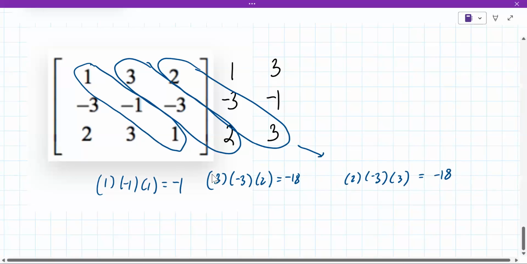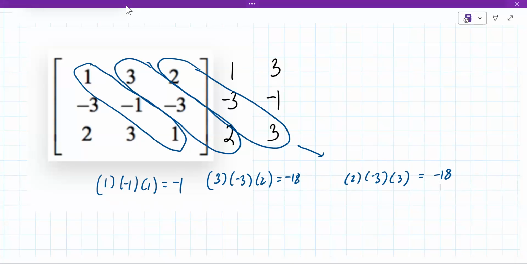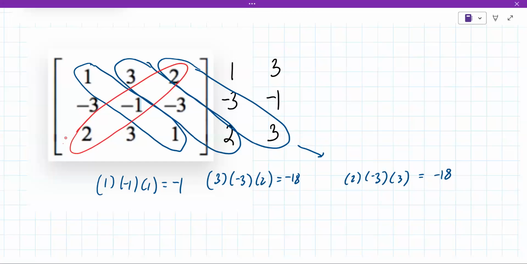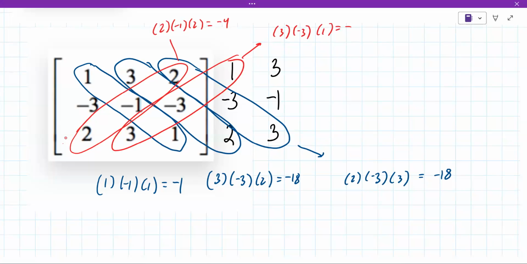Please double check those. Clearly I make mistakes and I don't want a replication of that. So it looked okay. Now you go the other direction. You go bottom left to top right. 2 times -1 times 2 is -4. 3 times -3 times 1 is -9. And then 1 times -3 times 3 is also -9.